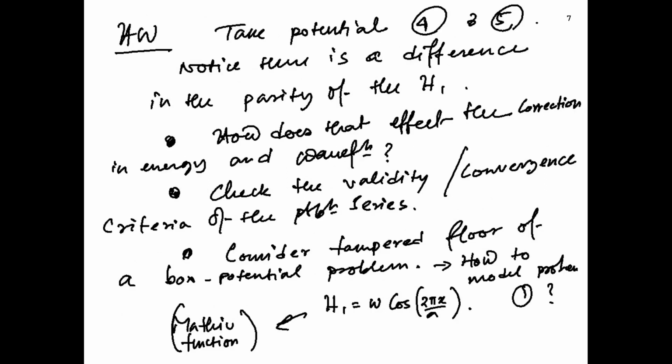Okay. So now again do the potential 4 and 5 and notice the difference in the parity of the H1 and see how that affects the correction terms in the energy and wave function. And again, as I said before, check the validity or convergence criteria of the perturbation series.